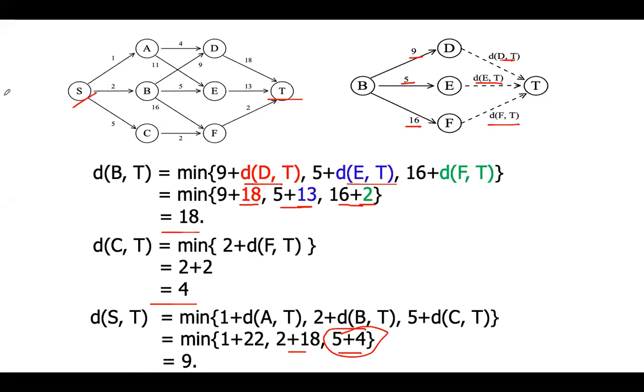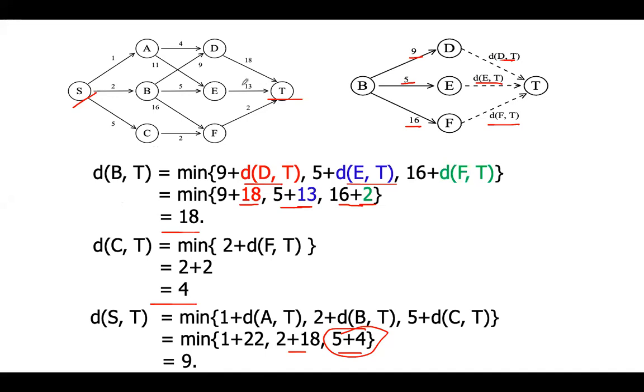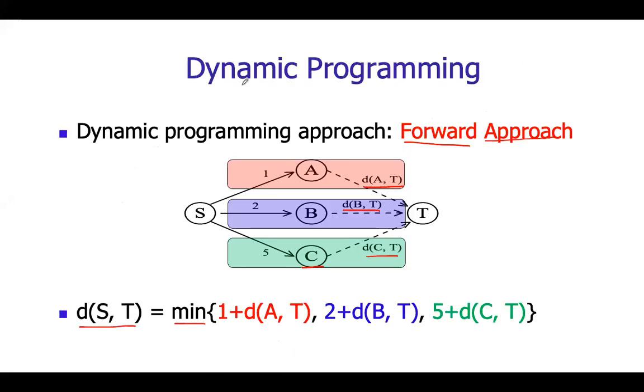So that is the minimum cost distance from S to T. Forward approach means first we'll calculate the cost from A to T, cost from B to T, cost from C to T, and then we will also calculate cost from D to T, E to T, and F to T. Finally, we'll add everything up, and whichever is minimum cost, that is the shortest path from S to T. This approach we call the forward approach, the dynamic approach, to solve the multi-stage graph problem, to find the shortest path in a multi-stage graph.